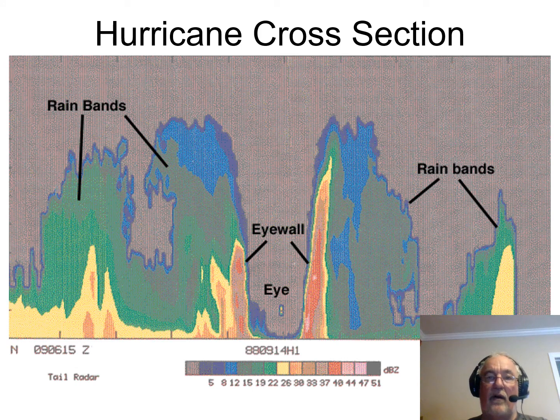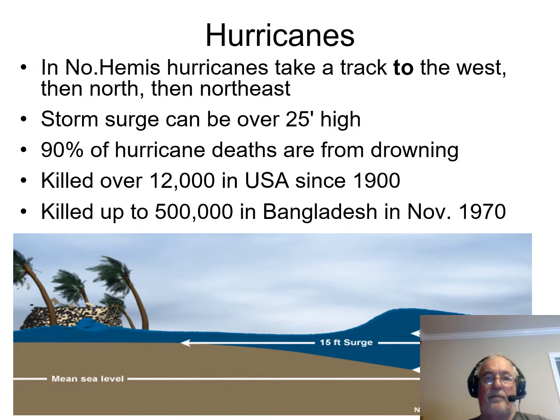In a Doppler radar cross section, we would see the eye right here, clear skies, and the most intense wind and rain at the eye wall. So we talked about the track going to the west, then to the north, and then to the northeast. We typically talk about winds by the direction they come from, but in this case I wanted to highlight the direction that they're going to.